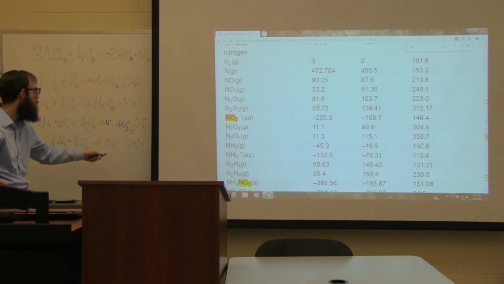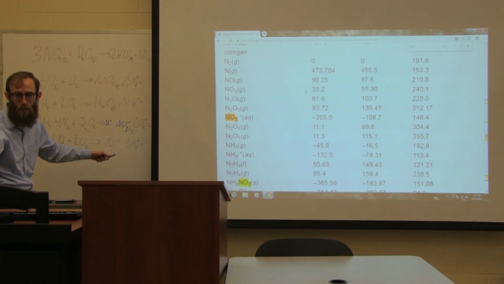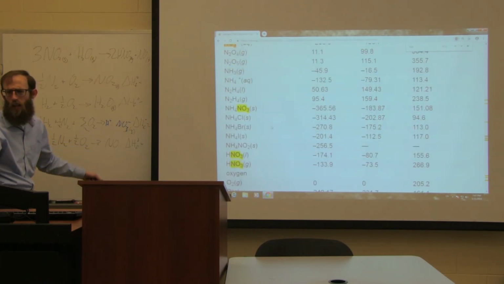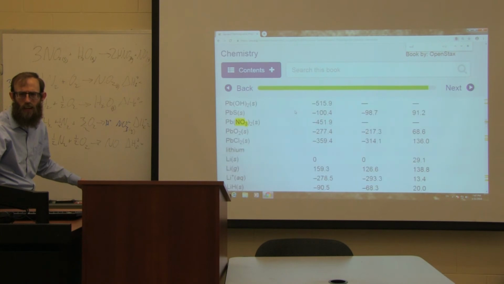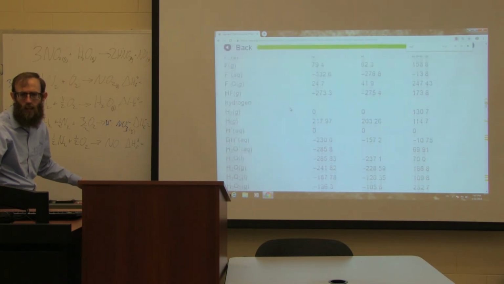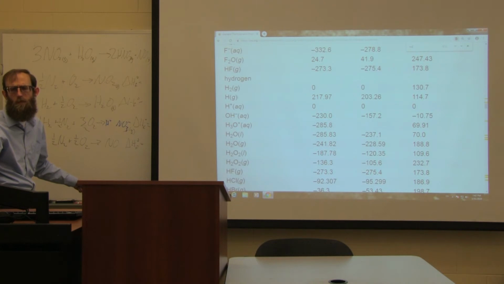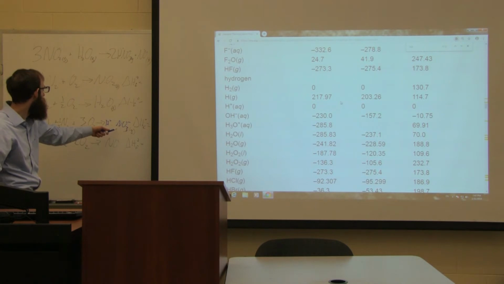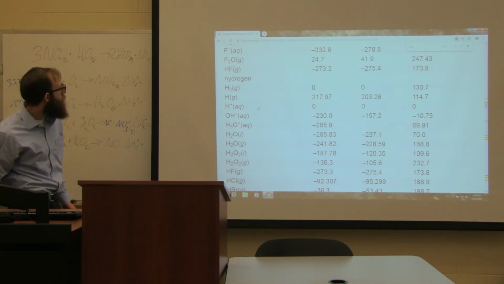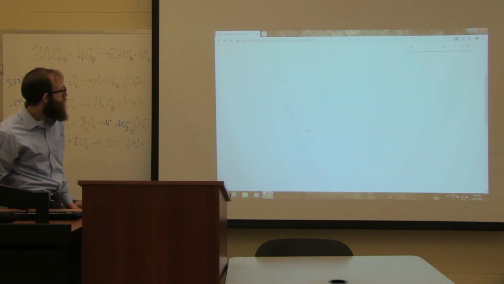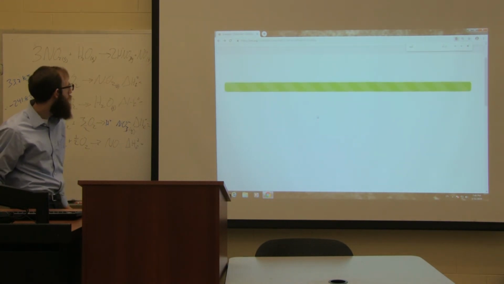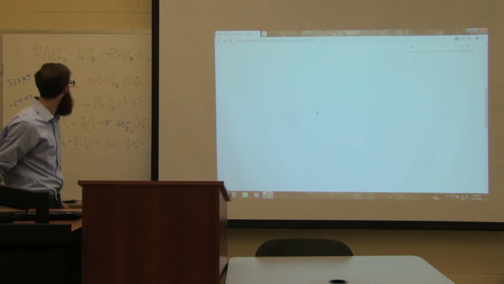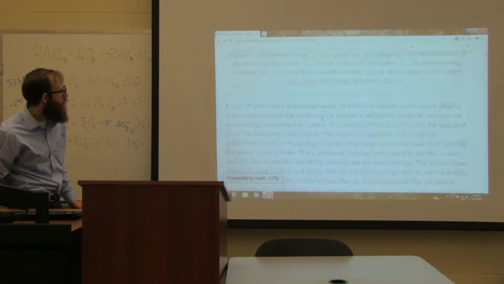So we've got a Hess's law problem inside of a Hess's law problem. And if we find hydrogen as a gas, H plus aqueous, that's a zero. So we can talk about this as being the NO3 minus aqueous. How did we get the NO? It's down here though.